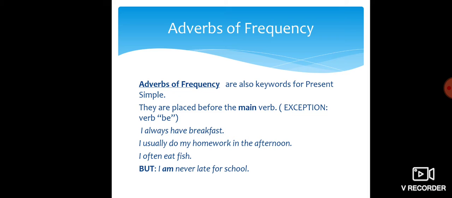For example, I always have breakfast. The adverb always is placed before have. I usually do my homework in the afternoon. The adverb usually is placed before do. I often eat fish. The adverb often is placed before eat. However, I am never late for school. The adverb never is placed after the verb be, after am. This is an exception.